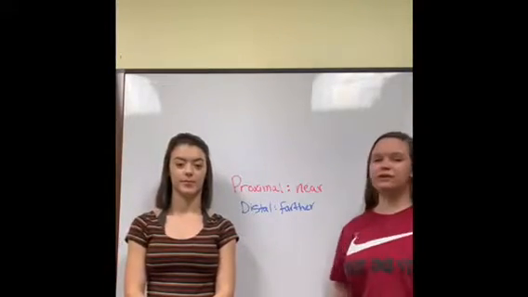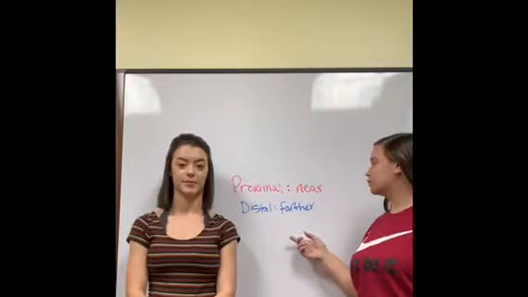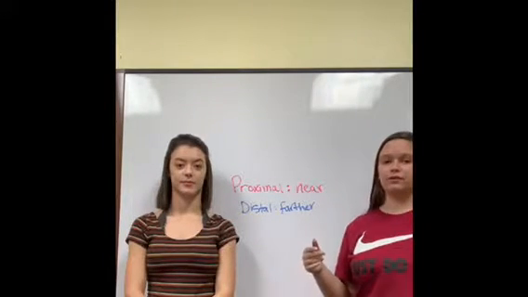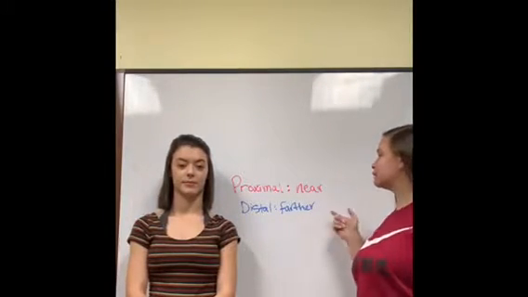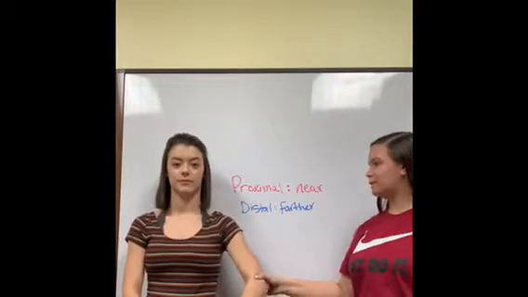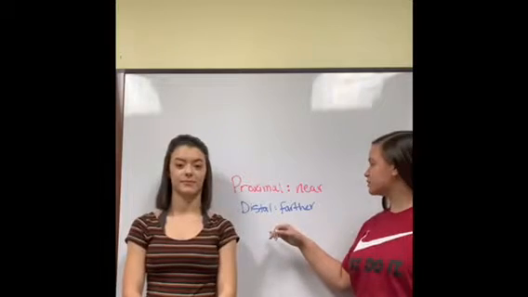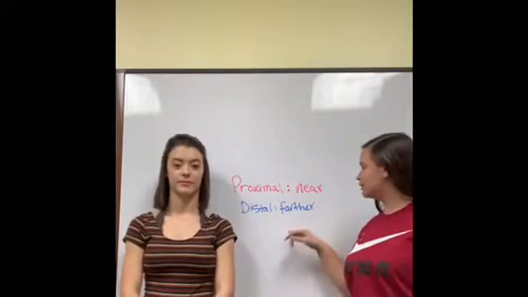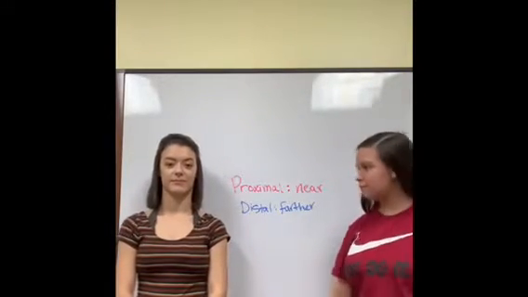Next we have proximal and distal. Proximal is anything near another attachment, and distal would be a joint further from another attachment. So an example of proximal would be your wrist is proximal to your elbow. An example of distal would be your hip bone is distal from your ankle.